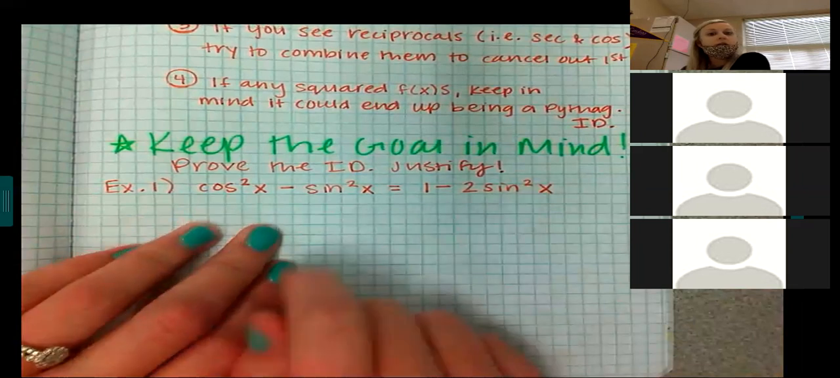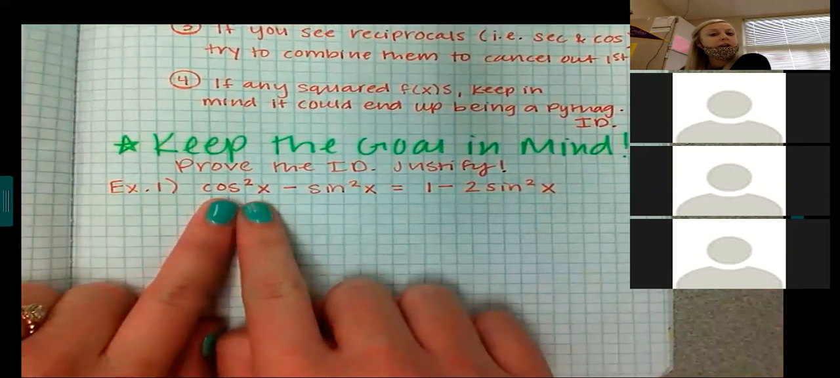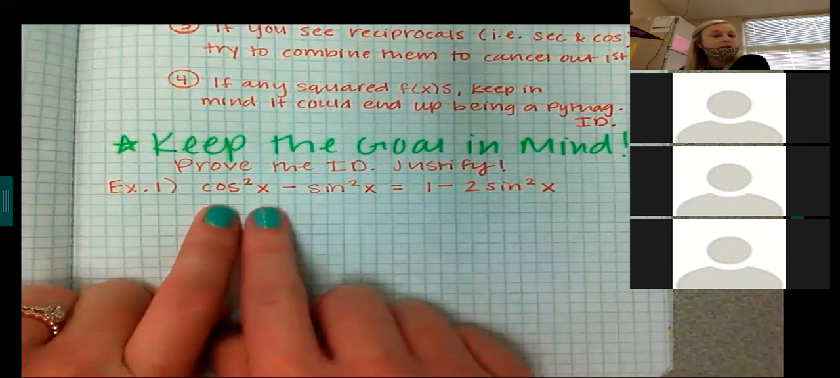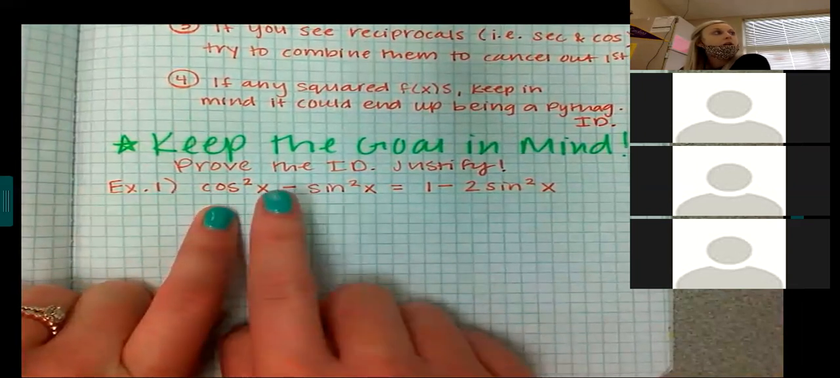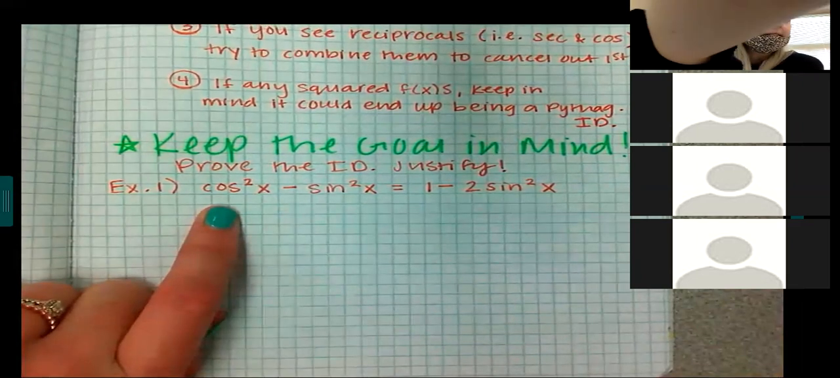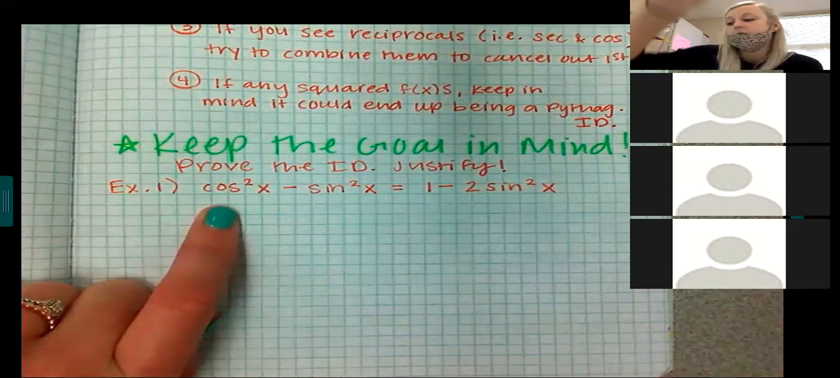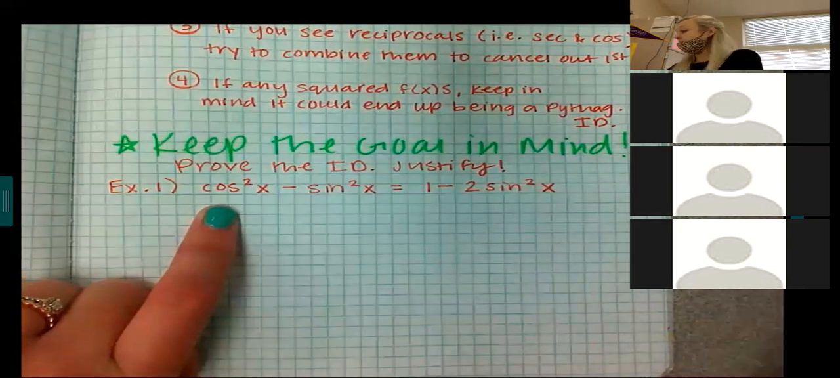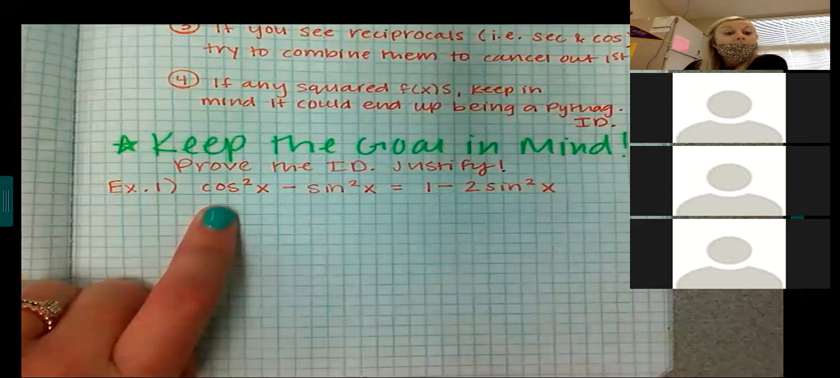Sine squared. So can we write cosine squared as a sine squared? Because look, if we could write this as a sine squared, then wouldn't there be 2 of them? Can we write cosine squared x as a sine squared? Yes. Okay, what is it then? It'd be really nice if y'all would look back in your notes that I spent so much time making for y'all yesterday. Use the Pythagorean identity.